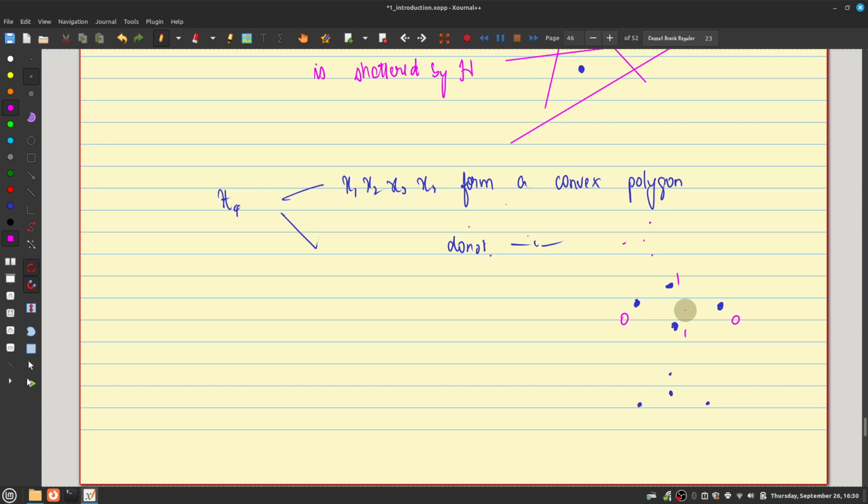It's impossible, right? Because no matter how I try to draw the hyperplane, I can't. Essentially, I will want to separate these 2 points and these 2 points, but have these 2 points on one side of the hyperplane, which is not possible. Right? So this set is not shattered by, or sets of this particular form are not shattered by H.